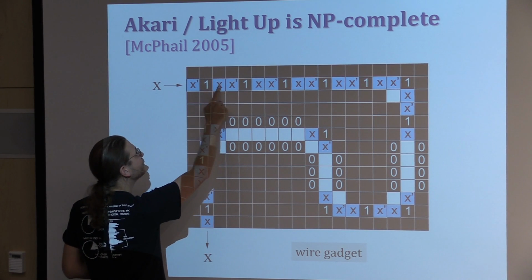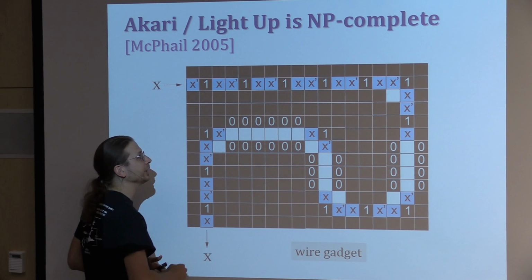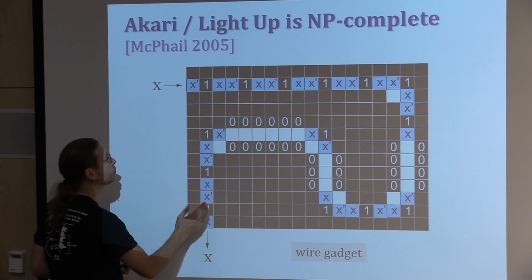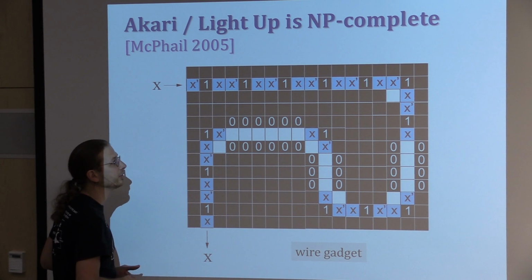Why? Because if we choose x, we can't choose x prime because then they're in the same subrow and all the way down the chain. So in general, if x is true, the idea is that the x's are the lights. If x is false, then the x primes are the lights.